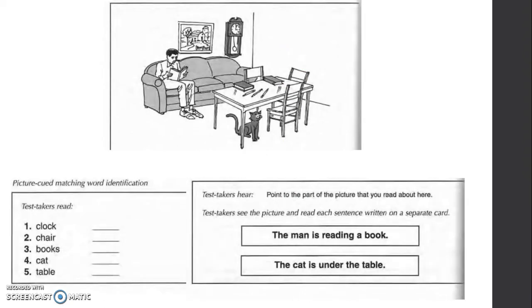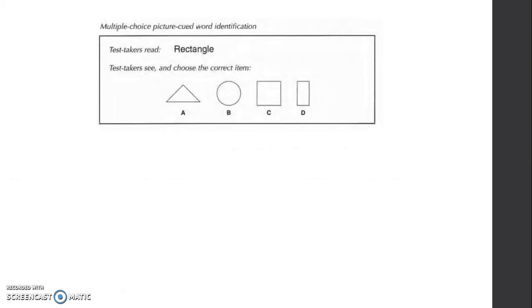Other examples of perceptive reading. Again, we're matching with pictures. So here it says picture cued, matching words with identification. The test takers read clock, and they have to put a 1 in the picture next to the clock, or tick the ones that they hear. The test takers here point to the part of the picture that you read about here. So they see the picture and they read the man is reading the book, they point to him, or the cat is under the table and they point to that. So always associating language, brief words or sentences with images.